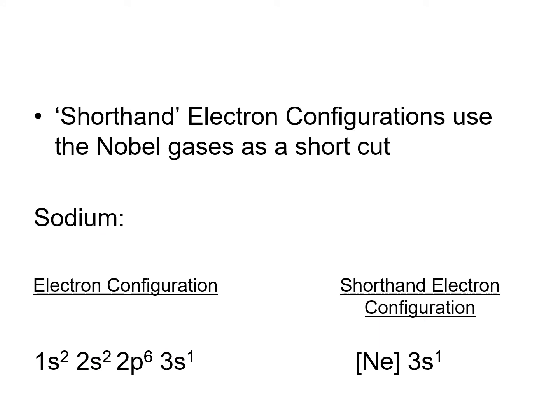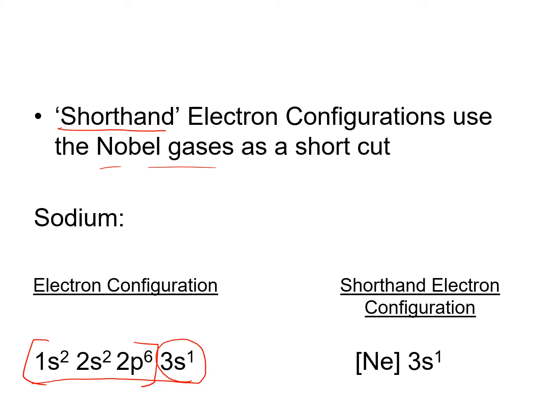Then we can make it even more concise by writing what's called a shorthand electron configuration. Essentially what this does is it uses the noble gases to skip ahead without having to write each one of them. So for example, if you look at the electron configuration for sodium, its valence electron, the last electron, is a 3s electron. So we would write 3s with a superscript of 1 above it. But it is only 1 electron more than what neon has.